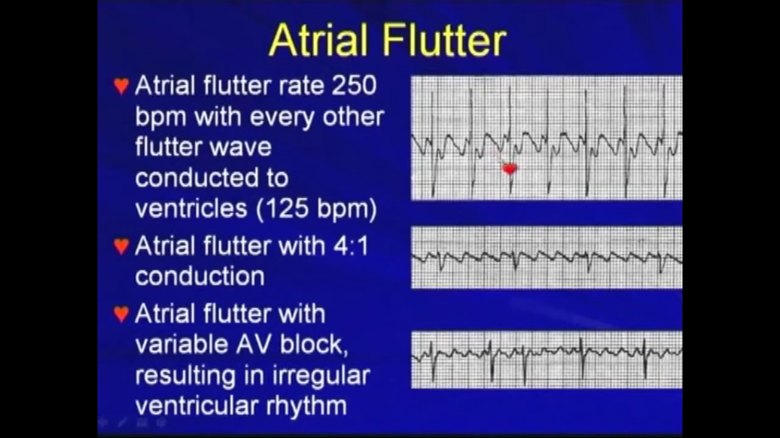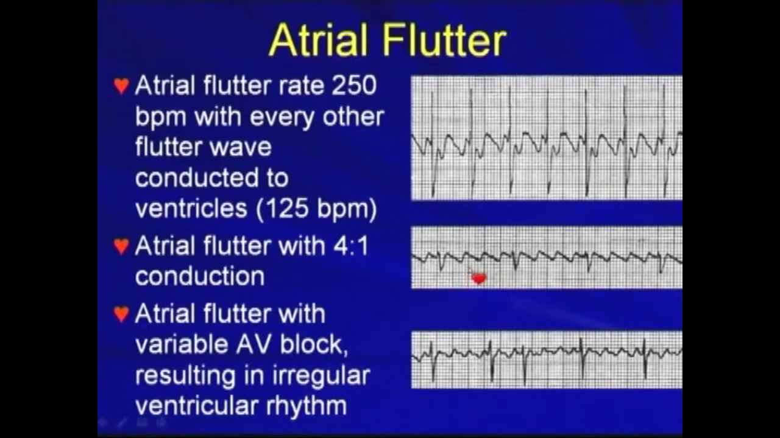So here's atrial flutter with a rate of 250 beats per minute, with every other flutter wave conducted to the ventricle. So for 2 flutter waves, one is conducted to the ventricle and the other is non-conducted. So the atrial flutter rate is 250 and the ventricular rate is only 125.